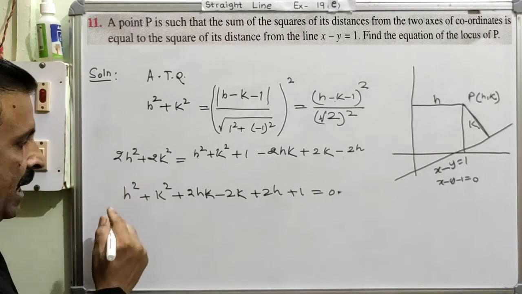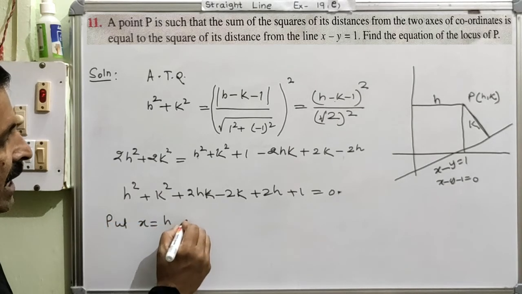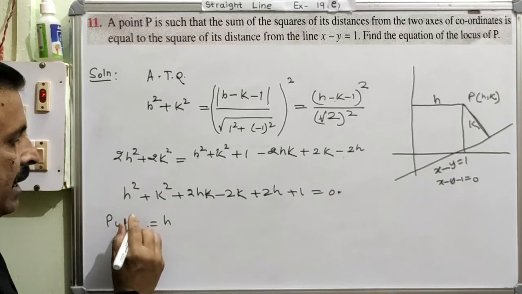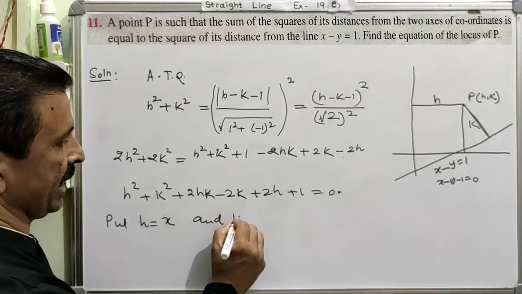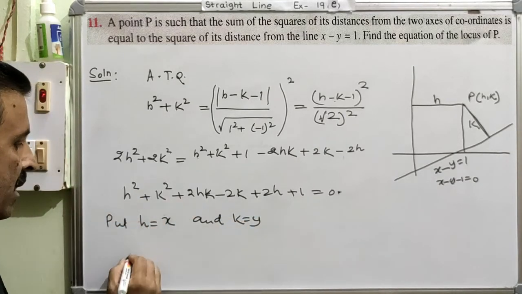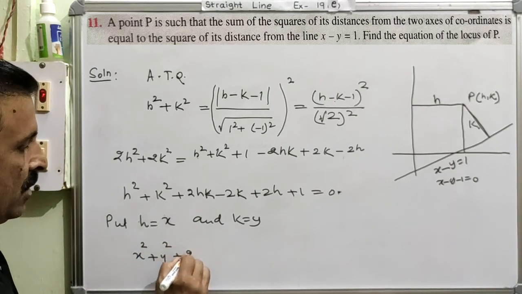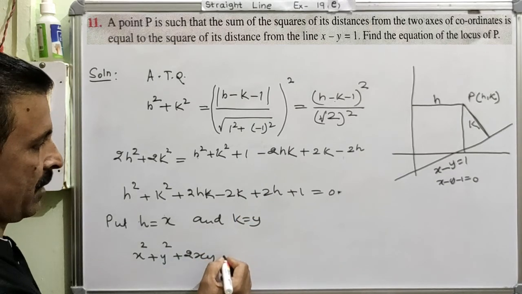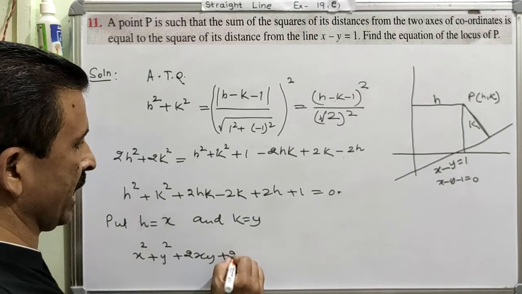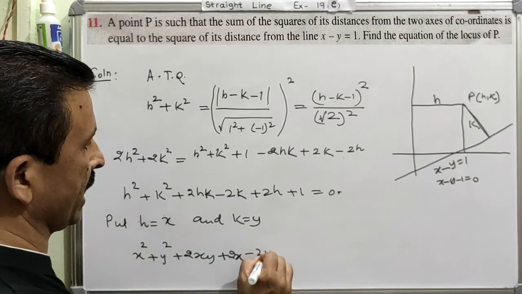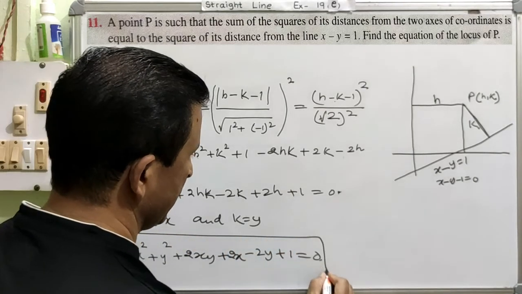Finally, we can get the required equation by putting h is equal to x and k is equal to y. So finally your equation will reduce to x square, y square, plus 2xy, then we write plus 2x, then minus 2y, and then plus 1 is equal to 0. This is your required equation.